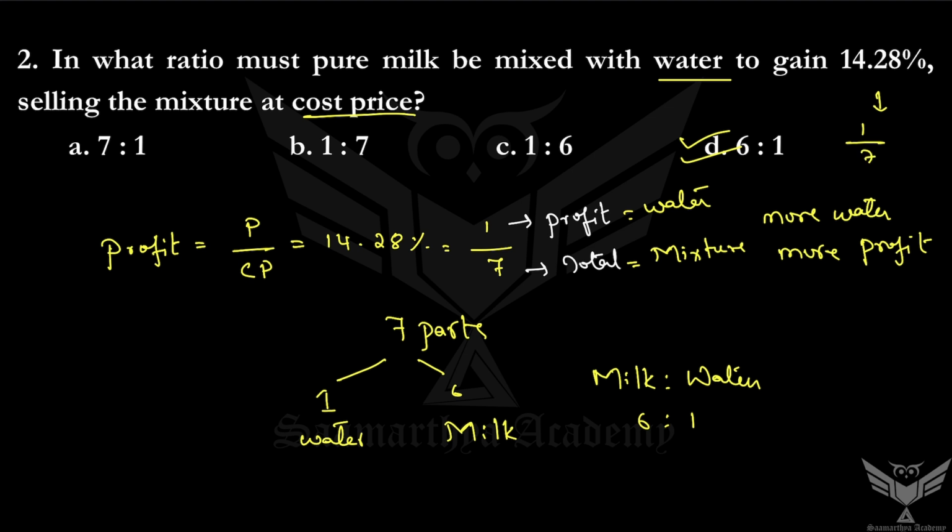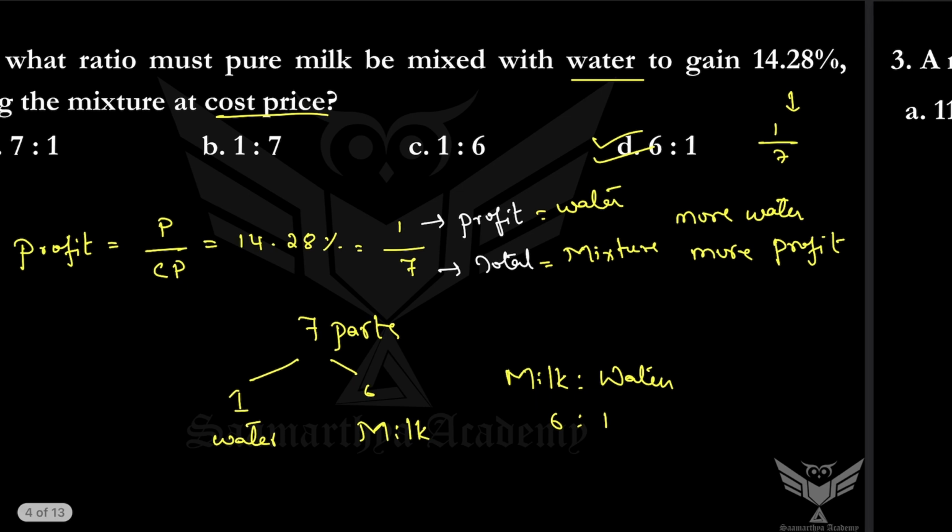1 by 7 means 1 part water out of 7 parts. So the remaining 6 parts should be milk. That's it. So if you have any doubt, just rewind the video and go through the solution once again. It is very simple. Now, next question.